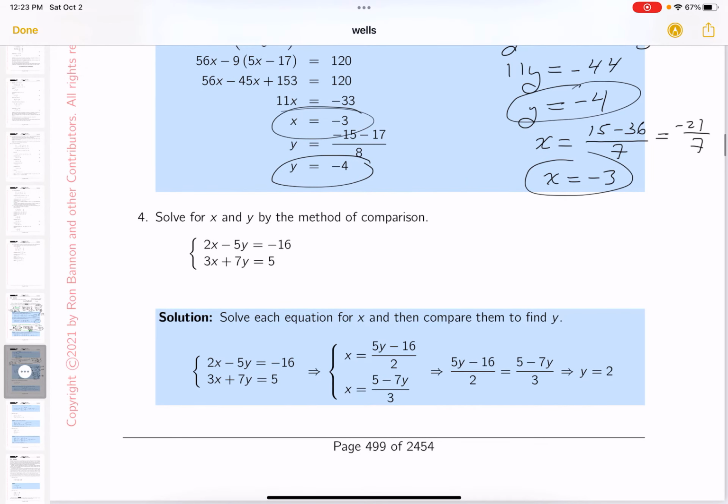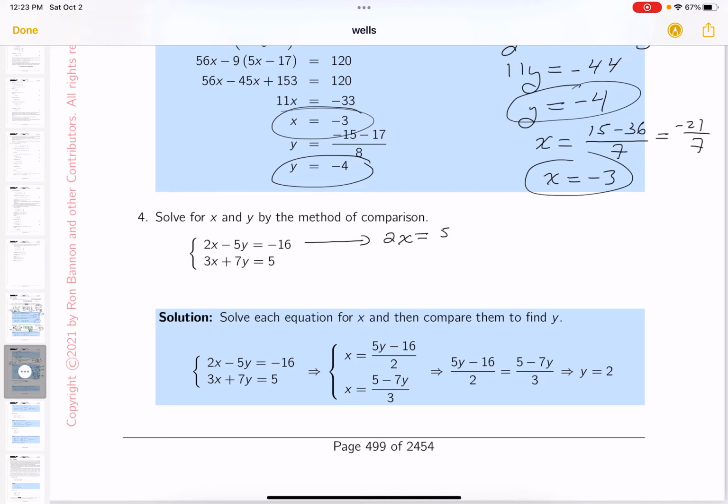All right? So this says solve for x and y by the method of comparison. And I've got to mention, that's something that Wells will do. What he'll do is solve each of these equations for one of the letters. This is the method of comparison. Let me write that down for you. And that's going to be the first equation. I'm solving for x.